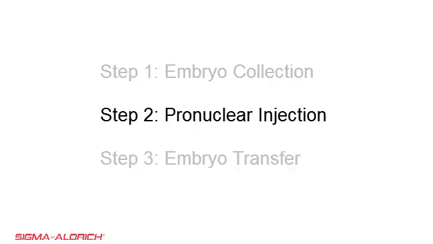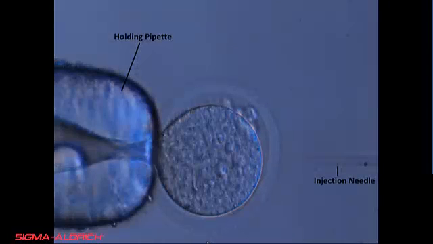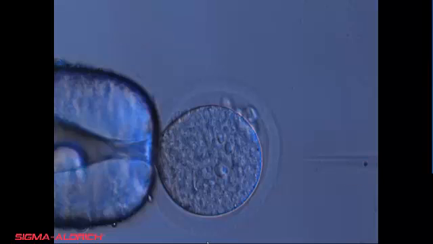Step 2. Pronuclear injection. Before we begin the microinjection, let's quickly review the injection apparatus and highlight the relevant anatomy of the single-cell embryos that we will be working with. The holding pipette and injection needle are on opposite sides of the embryo. The holding pipette is used to ensure that the embryo remains stationary while the injection pipette is inserted into the embryo. Now let's look at embryo anatomy.